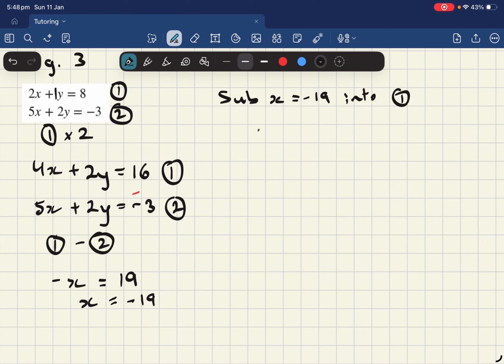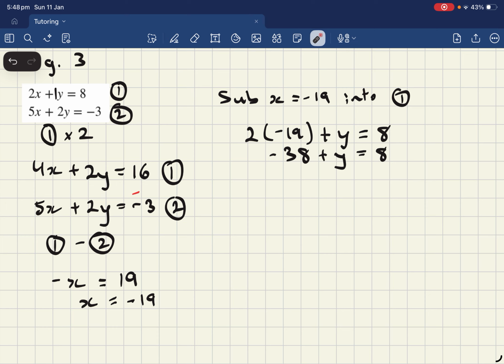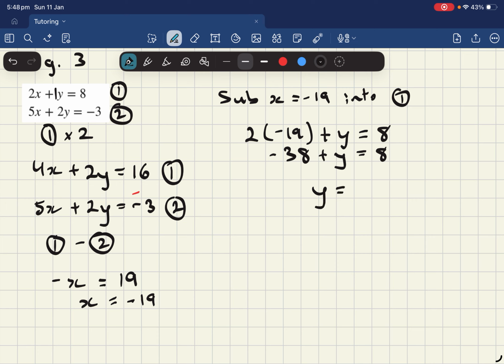So I will get 2 times minus 19 plus y equals 8. So 2 times minus 19 will give us minus 38 plus y equals 8. And solving this one-step equation, I want to add 38 to both sides to get it away from the left-hand side. So I'm going to get y on its own over here. And 8 plus 38 will give me 46. So I have a solution to my simultaneous equation.